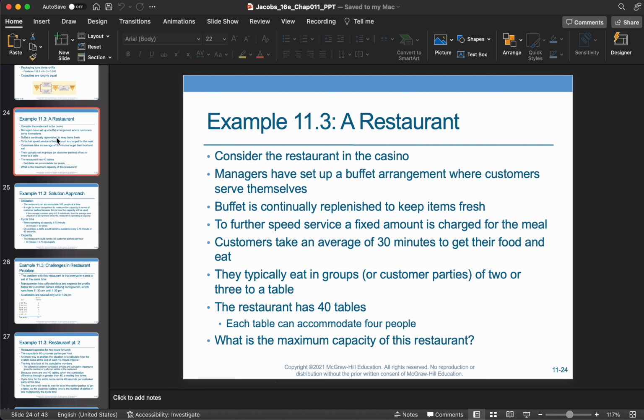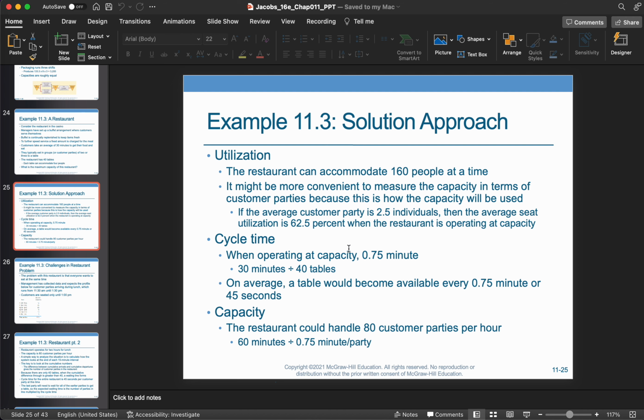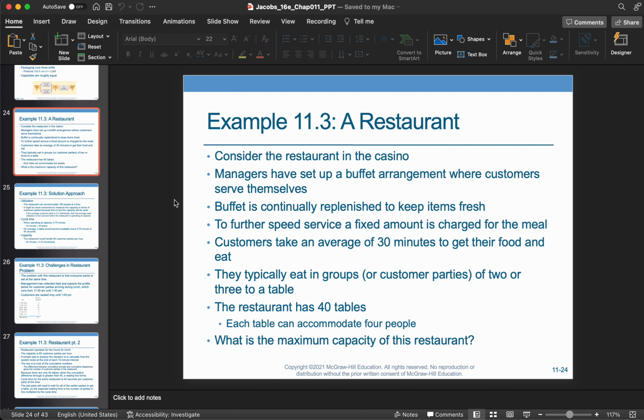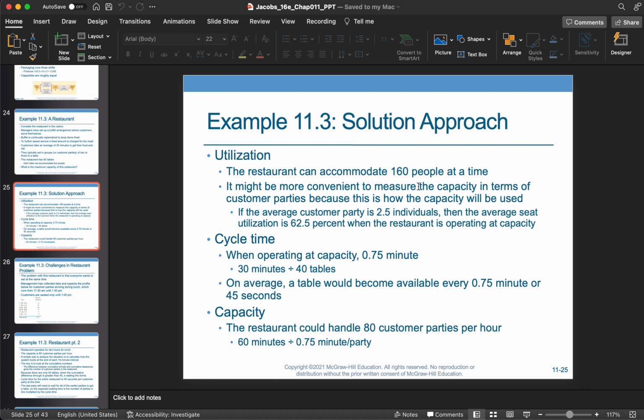We are asked to calculate what is the maximum capacity for this restaurant. So the restaurant can accommodate 160 people at a time. So how do we know this? So each customer takes about 30 minutes for food, and the restaurant has 40 tables. So we can easily calculate that the restaurant can accommodate 160 people at any given point in time. So it might be more convenient to measure capacity in terms of customer parties, and this is how the capacity will be used, right?